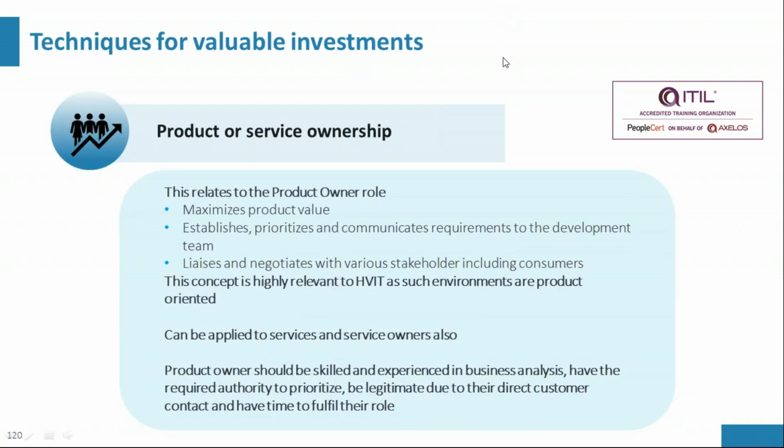Next one, product or service ownership. This relates to the product owner role. Usually, this comes up in Agile project management or the Scrum methodology. It is one of the roles in the Scrum approach for Agile software development. The product owner role maximizes product value, establishes, prioritizes, and communicates requirements to the development team, and liaises and negotiates with various stakeholders, including consumers.